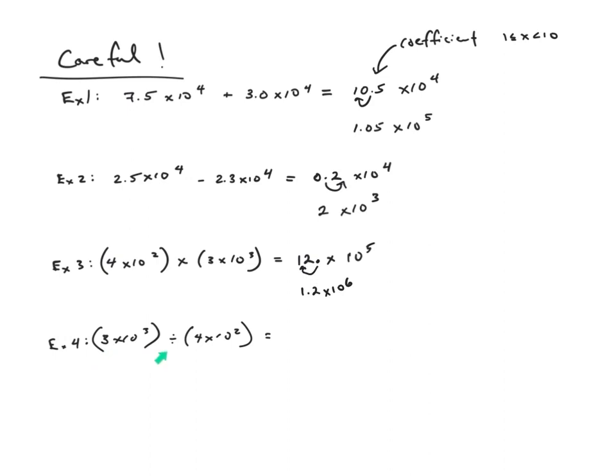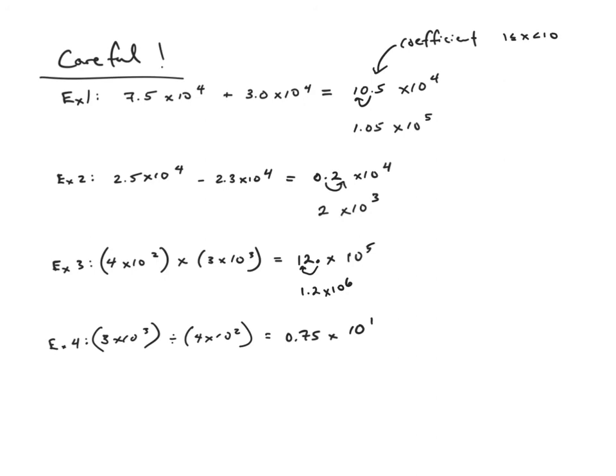And in the division example to finish us off, 3 times 10 to the 3rd divided by 4 times 10 to the 2nd. 3 divided by 4 is going to be 0.75, right? We can do all this without a calculator. 0.75 times 10. Okay, so it's division. 10 to the 3rd divided by 10 to the 2nd. 3 minus 2 is 10 to the 1st.